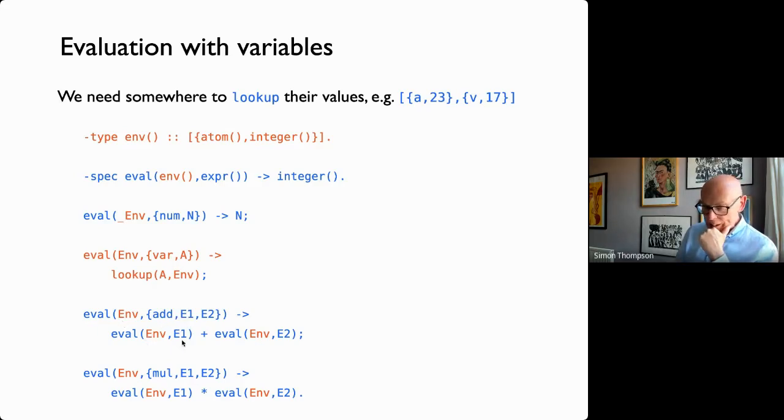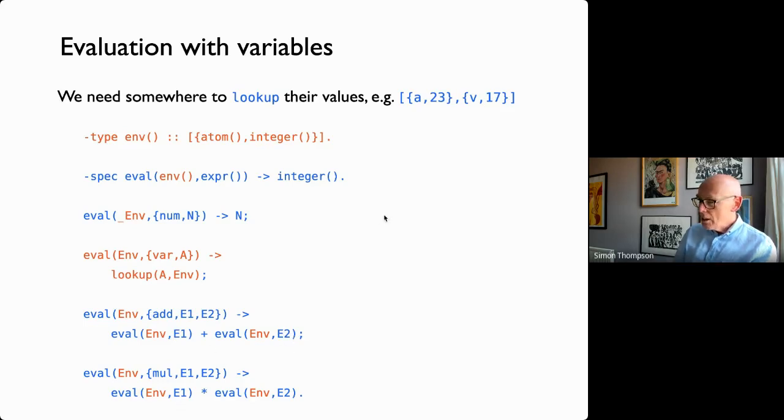When we evaluate E1, E2, the sub-expressions, we use the same environment. So we pass that information down. So this environment never gets changed, just gets passed down, and then we'll use it only when we hit a var case inside E1 somewhere or E2. We do the same there.